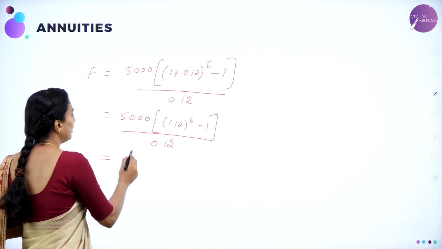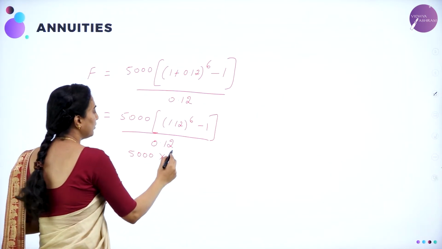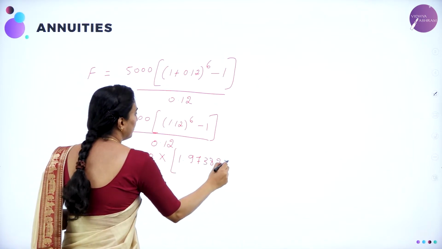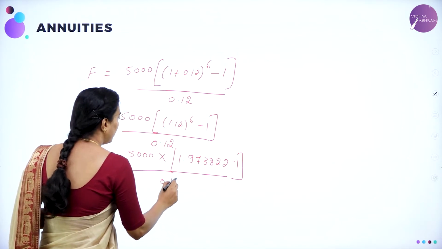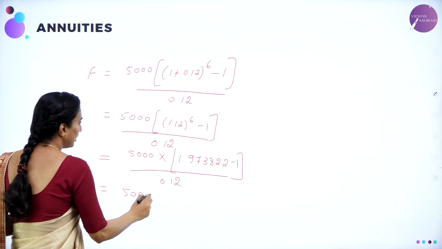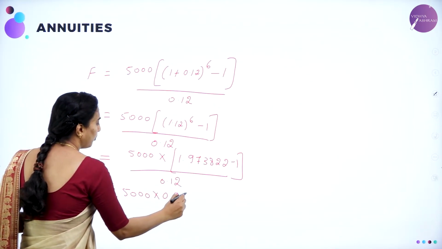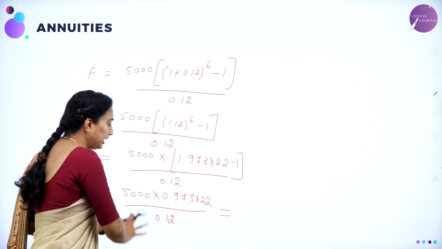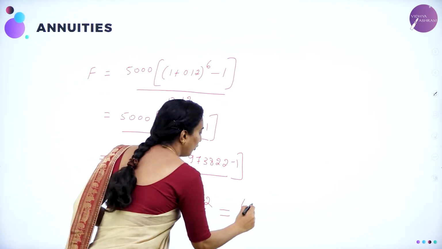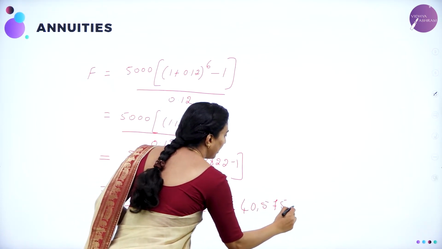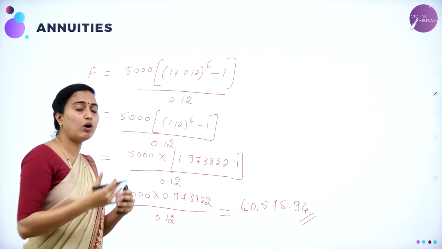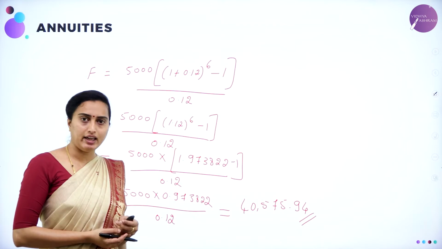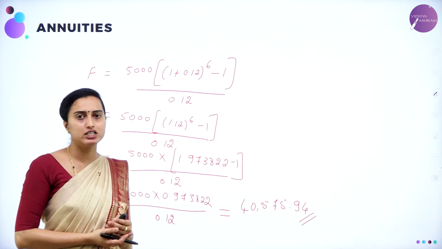Here after calculating, you are going to get 5000 into 1.973822 minus 1 divided by 0.12, which is 5000 into, after minusing 1, 0.973822 divided by 0.12. After evaluating this in a calculator, you get the answer 40,575.94. So this is the future value amount you are going to get after 6 years, paying 5000 as an annuity immediate, at 12% rate of interest per annum.